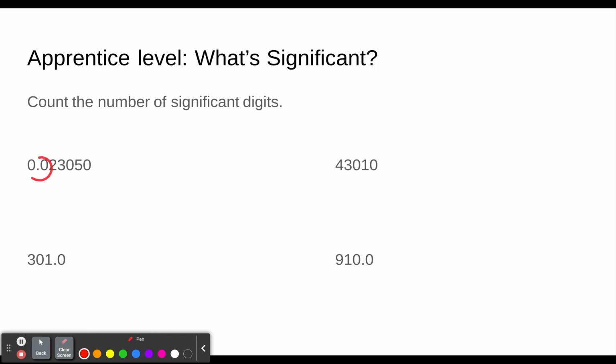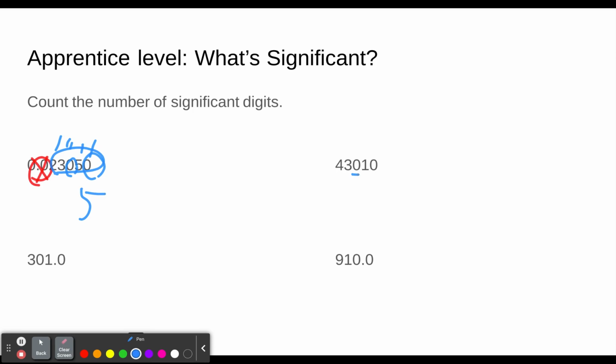So we see here that these are leading zeros, so they are not significant. Okay, there is a decimal point, so that 0 is significant, and captive zeros are always significant. So we have 1, 2, 3, 4, 5. That was not a great way to mark those, but all 5 of those, the 2, the 3, the 0, the 5, and the 0 are all significant. We got 5. All right, maybe I'll underline them.